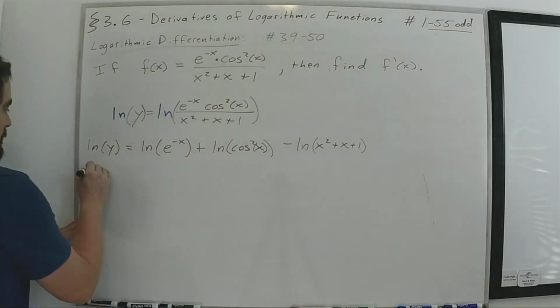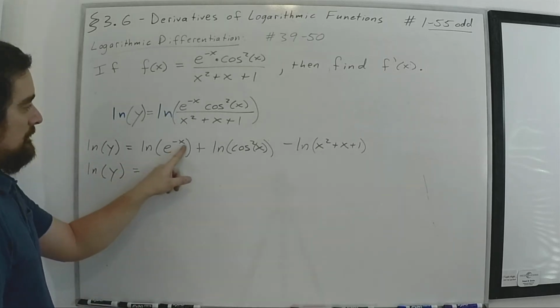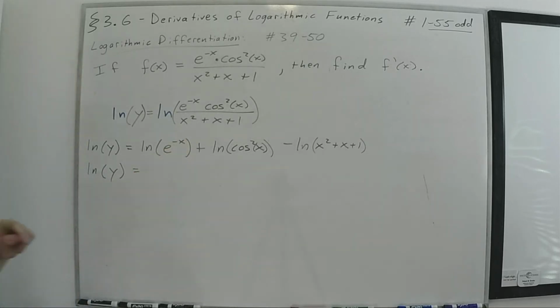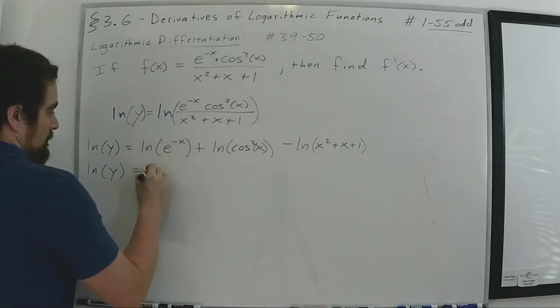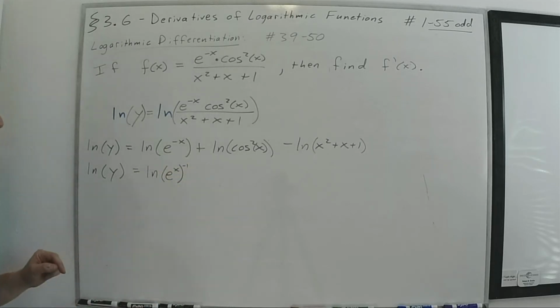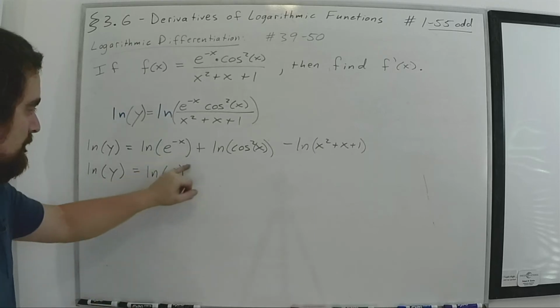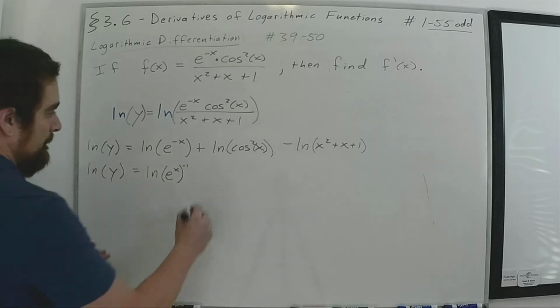So if I want to rewrite it just a little bit more, this is e to the x to the negative power, right? It's actually e to the x downstairs, which means I can rewrite it as natural log of e to the x to the negative first power. Remember, power raised to a power, you multiply those powers, so that would be negative x. So I'm simply rewriting it in a way that I can bring that power down.